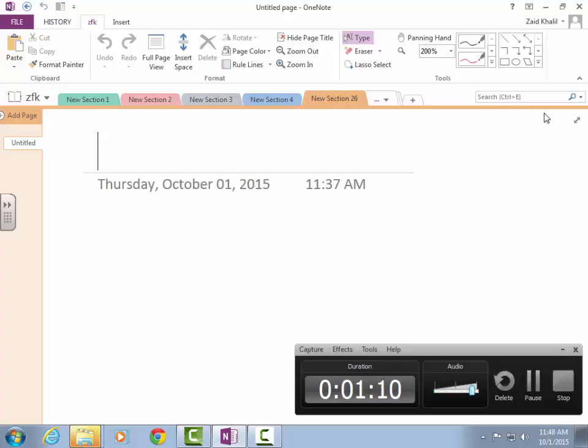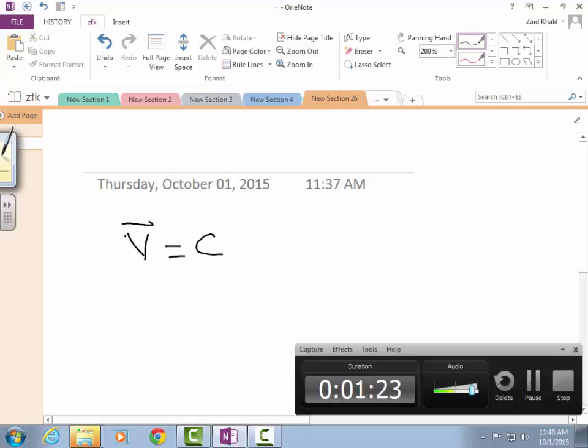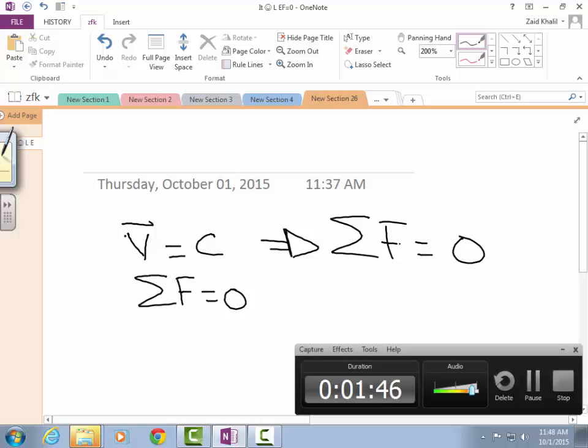Or in other words, if you were to actually write that down, what that implies is V equals C, in other words, constant velocity, implies net force is 0. Or, vice versa, net force equals 0 implies that the velocity is constant. And notice, can that constant be 0? Yes.